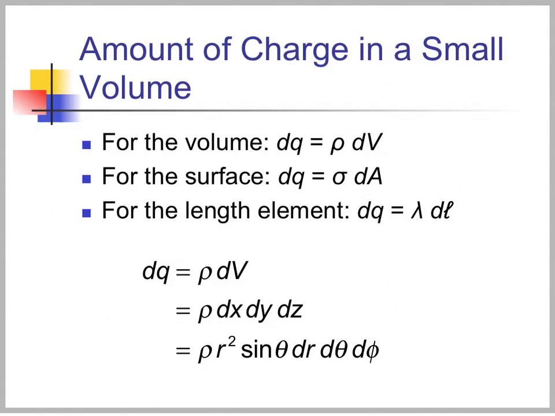So dq is rho dV, which would be rho dx dy dz if we were using Cartesian coordinates. Or maybe we're going to use spherical polar coordinates. So dq would be rho times r squared sine theta dr d theta d phi. We can use either one of these when we want to do this integral.